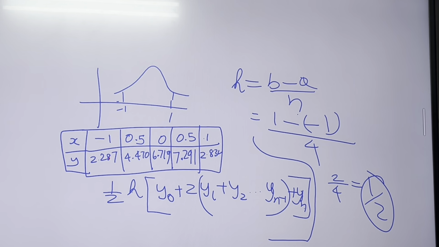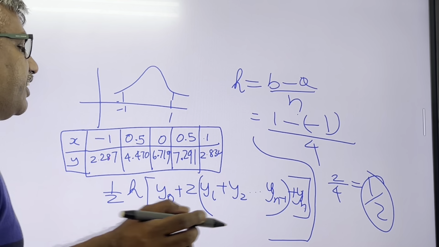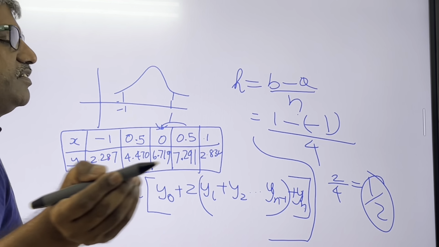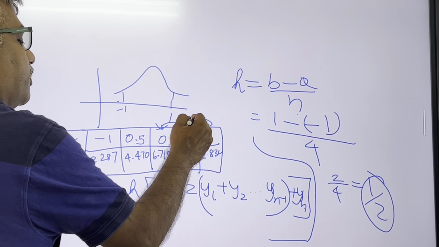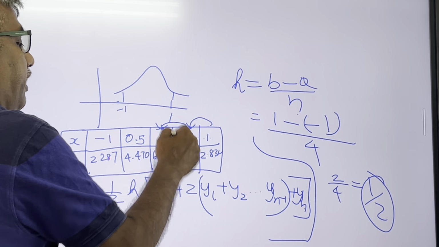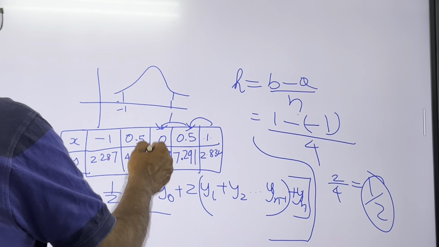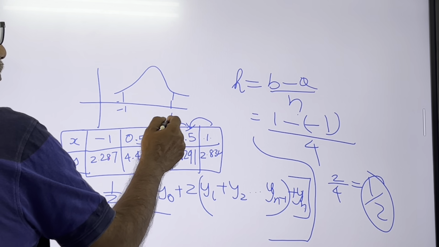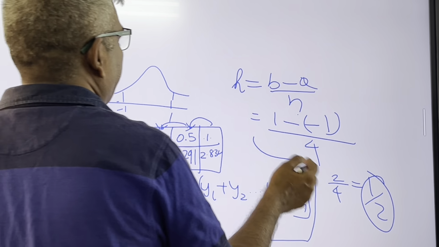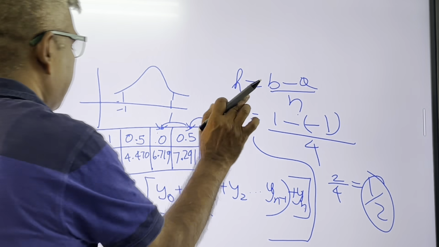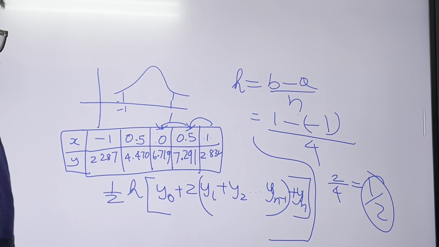Another simpler way to do it: any difference between any column. 0.5 to 0 is 0.5 only. 1 to 0.5, 1 minus 0.5 is 0.5 only. So whichever is easier, you find out. So height is equal to 0.5. You no need to do b minus a over n. Very simple this one. Okay, now do it.